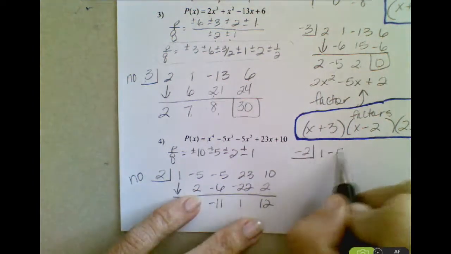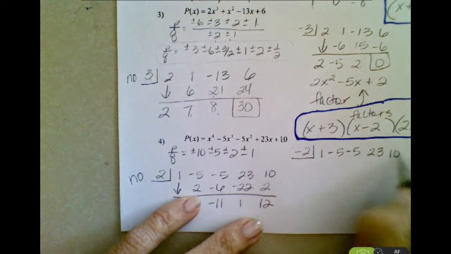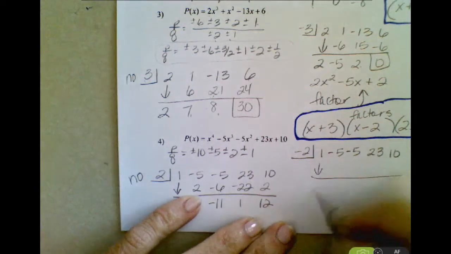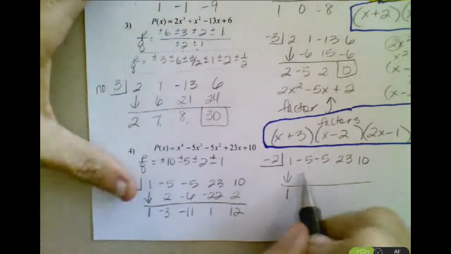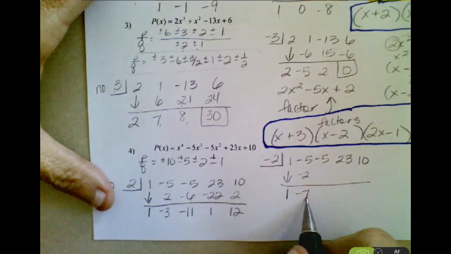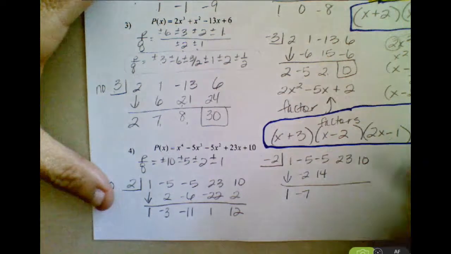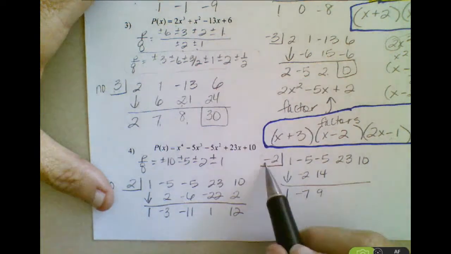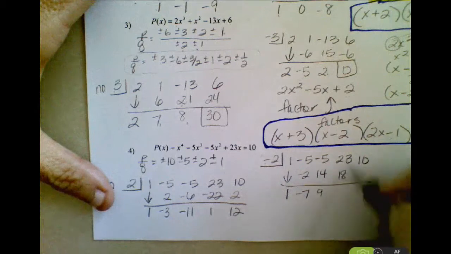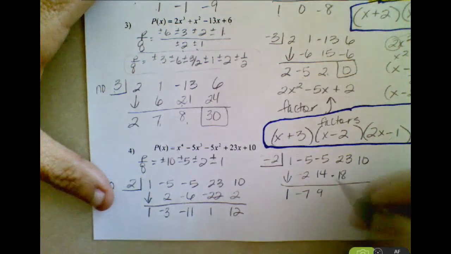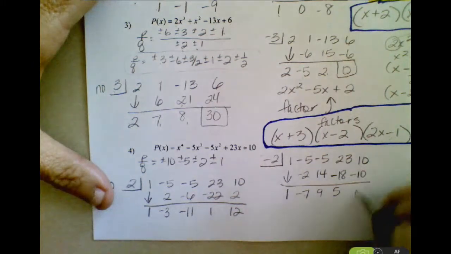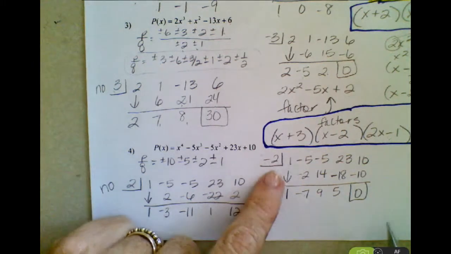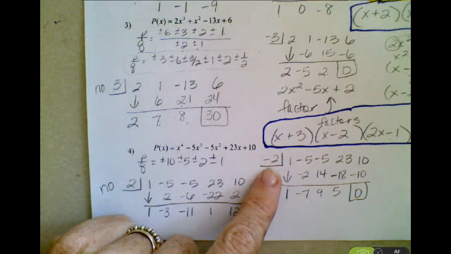I get 1, -5, -5, 23, and 10. Same procedure. So I've got -2 times 1 is -2. Add those together, I get -7. -2 times -7 is 14. 14 minus 5 is 9. -2 times 9 is -18. 23 minus 18 is 5. 5 times -2 is -10. That gives me a remainder of 0. So one of my solutions is x equals -2, which means one of my factors is x plus 2.